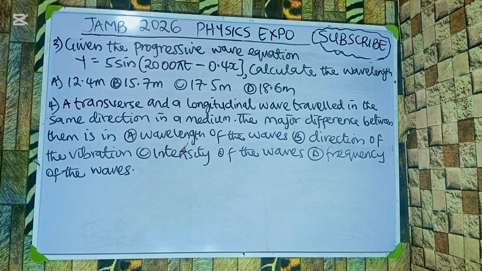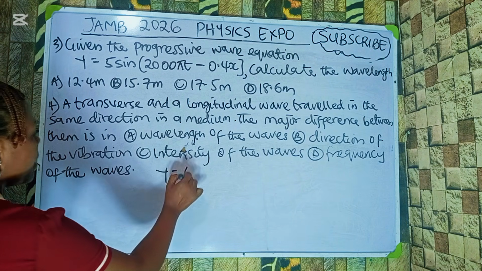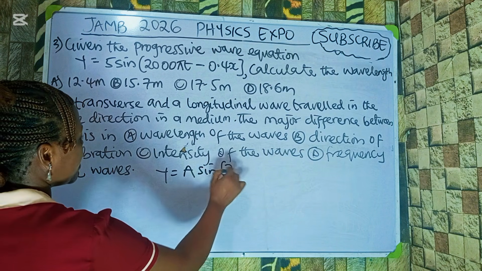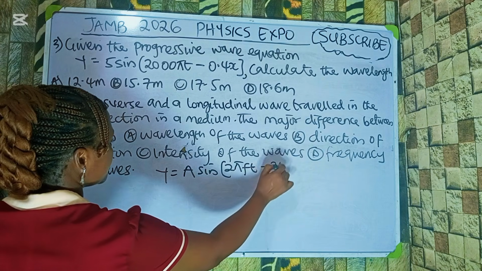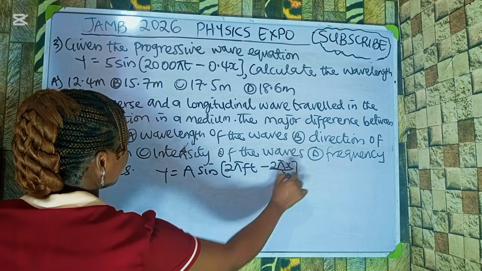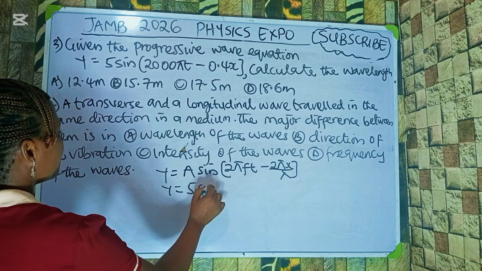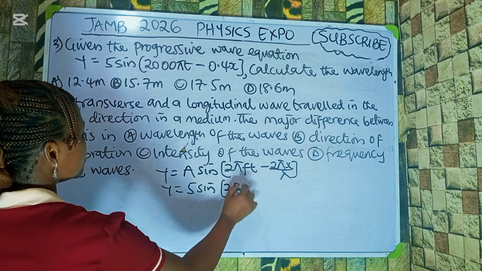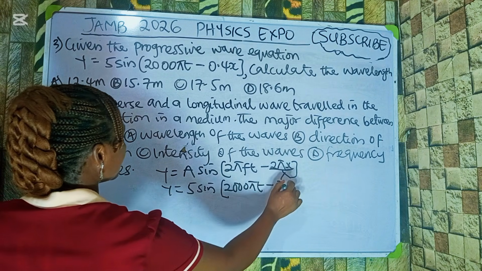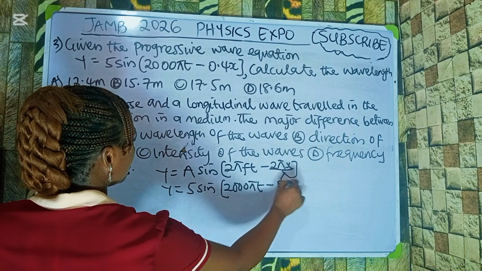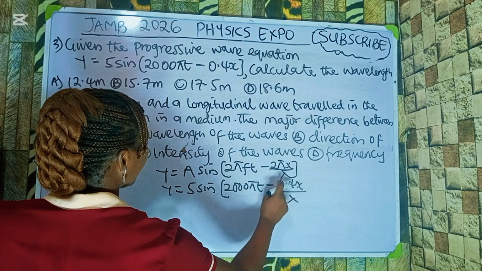Question 3. Given the progressive wave equation y equals 5 sine bracket 2000 pi t minus 0.4x, calculate the wavelength. Now we have the following options. You must understand that the progressive wave equation y is given by A sine bracket 2 pi f t minus 2 pi x over lambda. Now I'm going to equate it with this equation by saying that y is equals to 5 sine bracket 2000 pi t minus 0.4 x over lambda.